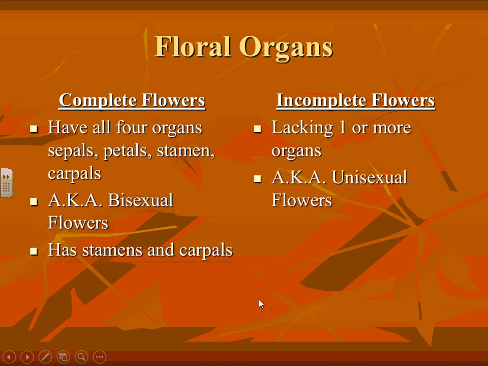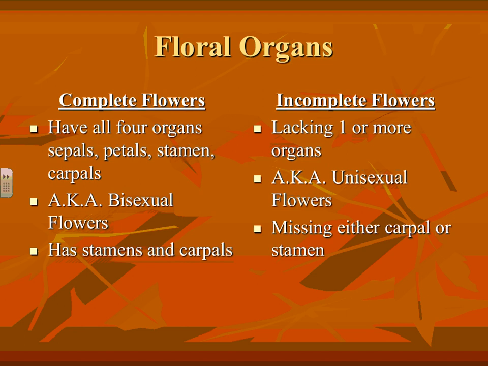An incomplete flower is one that lacks one or more of those organs. They're also called unisexual flowers, and they are missing either the carpel or the stamen. So they have either the male part of the plant or the female part of the plant, but if you're an incomplete flower, you don't have both. An example of this would be a blueberry plant. Blueberry plants have to be planted with different kinds of incomplete flowers so that some will produce the pollen and some have the eggs.